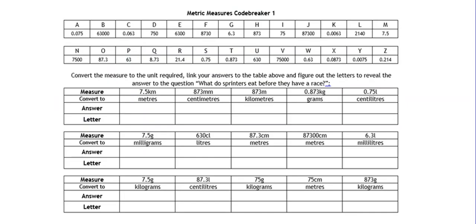Okay, so here we've got a code breaker. You've got to convert the measure to the unit required. For example, here you've got 7.5 kilometres. You need to convert that to metres. In order to convert that to metres, you're going to multiply by 1,000. That would put your answer in there, and then you would find your letter up here and put the letter underneath. Once you've done that, it will answer the question, what do sprinters eat before they have a race? Pause the video now and have a go.